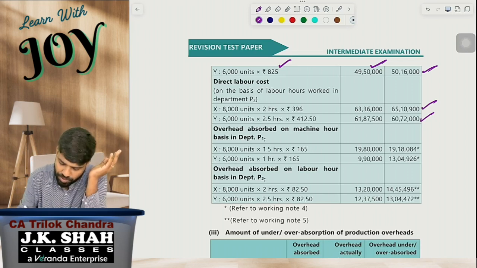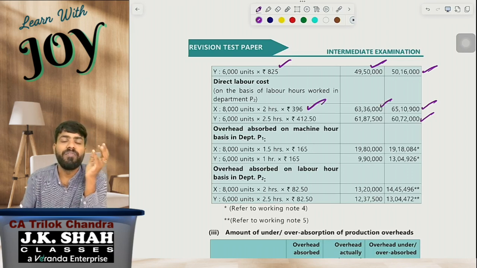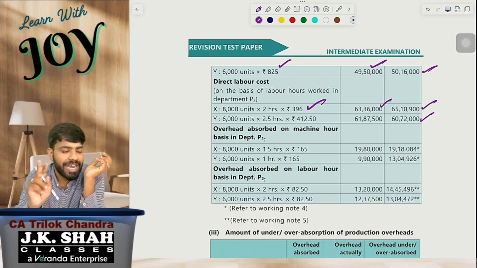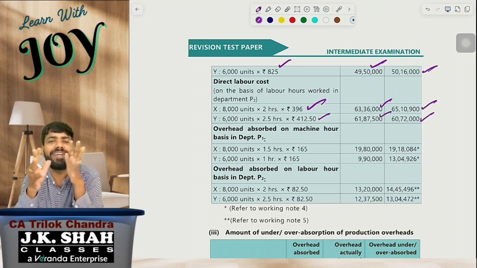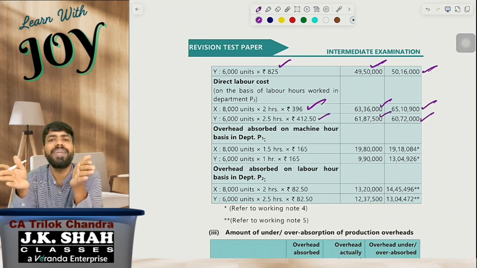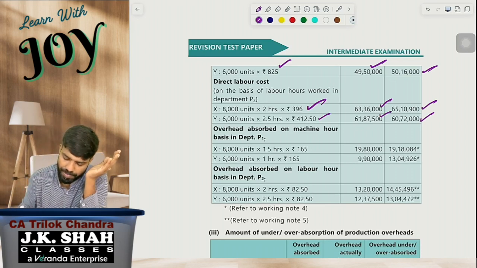So 8,000 into 2 into 396, 63 lakh 36,000. When it comes to Y, 6,000 units. And how many hours are taken? 2.5 hours. So 6,000 into 2.5 into 412.50, you will be getting 61 lakh 87,500. This is about labor cost. If you make a total of these two, you will get prime cost. Prime cost they didn't show.